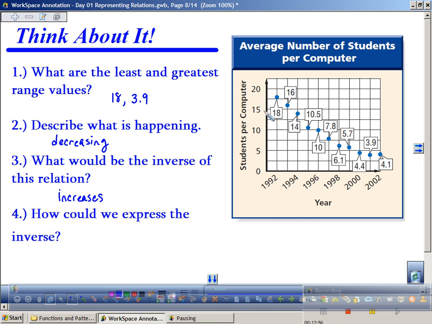How could I take these values and do the inverse? Anybody know? You could switch it. I could put the students here and the year here, and the values would switch. Actually, what happens is the Y and the X switch. It's exactly how you get the inverse. And we're going to do that next. Okay? We would switch the input and the output.